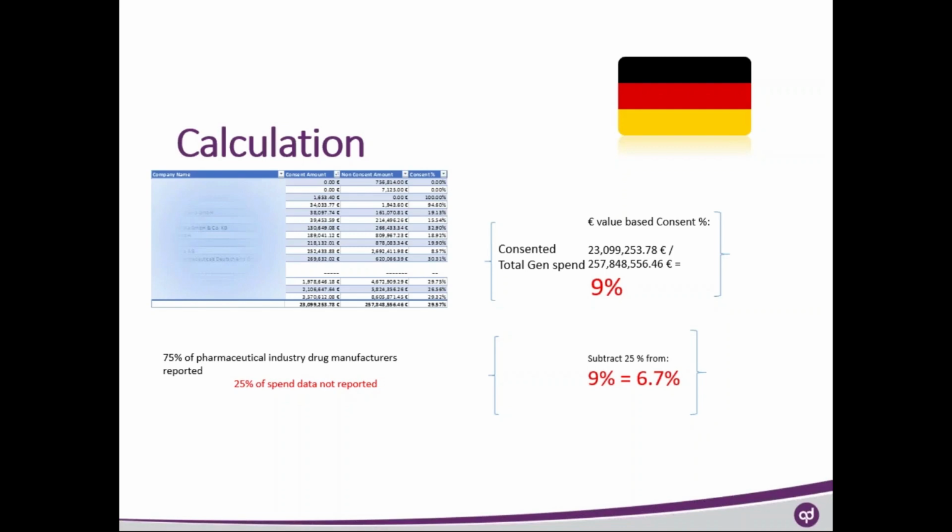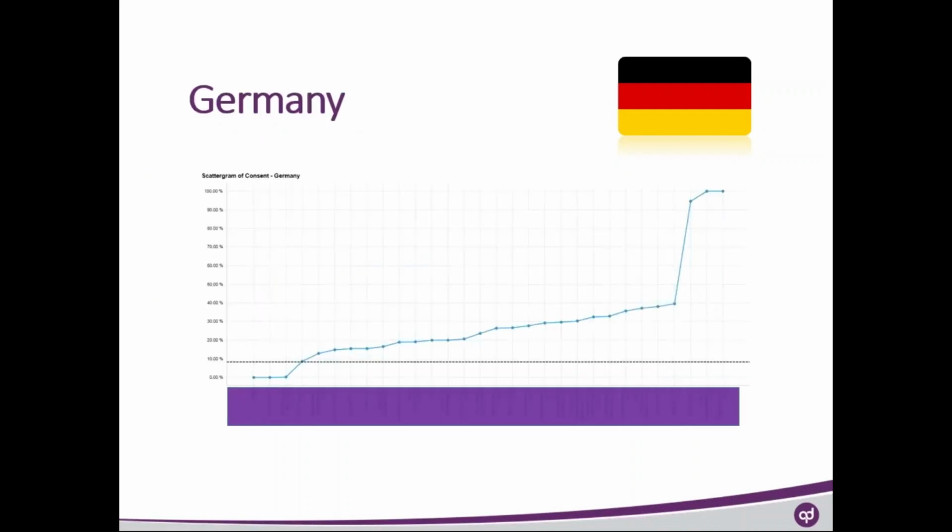And then if you recall, Der Spiegel had actually called out that 75% of pharmaceutical industry drug manufacturers reported. So I take the 9%, I simply subtract 25% from it, because those 25% simply didn't report, which means that percentage of payments was just not available. That yields around 6.7% as a general percentage, or 7% to round it to a single digit.